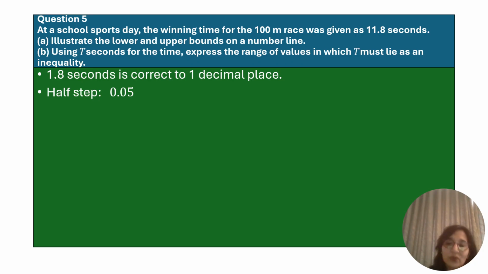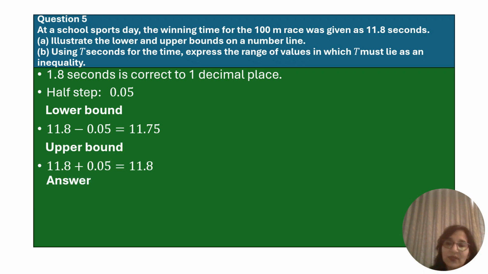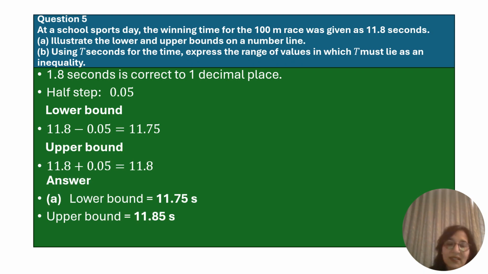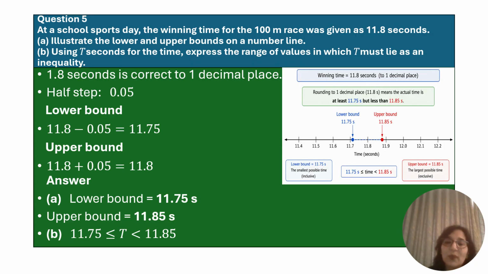Children, please go through the rules which are also explained in the previous slides. Lower bound: 11.8 minus 0.05, you will get 11.75. And likewise, you need to calculate the upper bound and your answer will be lower bound 11.75 seconds and upper bound 11.85 seconds. And you need to also put it in an inequality. As the question has also asked that you have to put it on a number line, it is there on the screen. I'm sure the concept of plotting the number line is pretty clear to everyone. So we are going to move on to the next question.